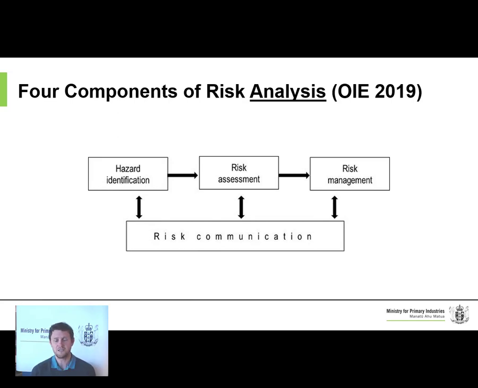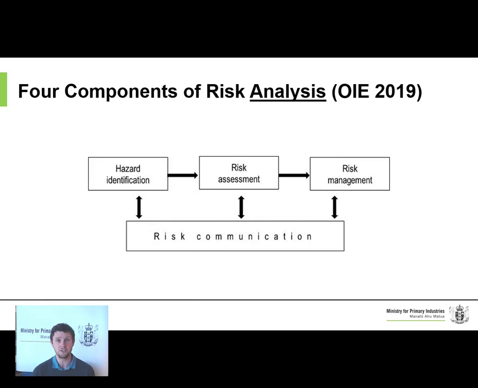So, four components of the risk analysis. Again, hazard identification. Even though it's a very laborious process, the hazard identification is probably the piece of information that is most available in research, and so certainly, I wouldn't say the easier part of the risk analysis, but is certainly the one where the most amount of information is available.